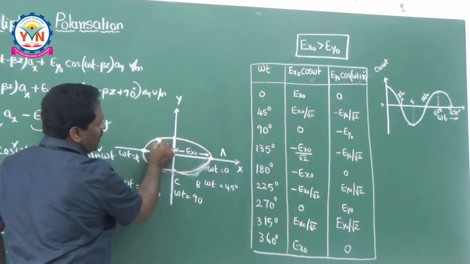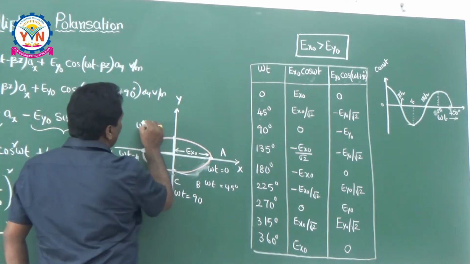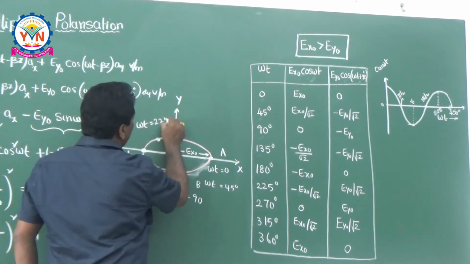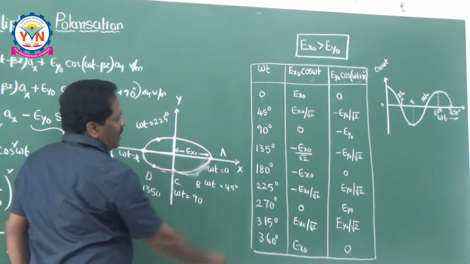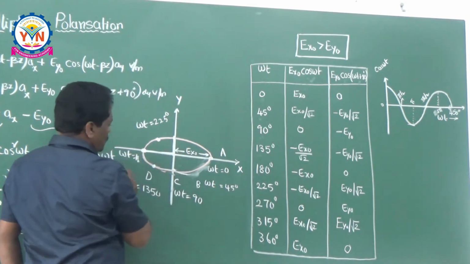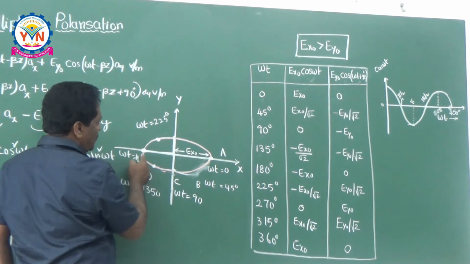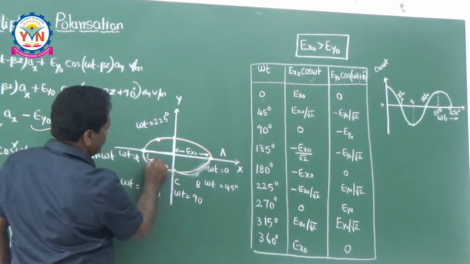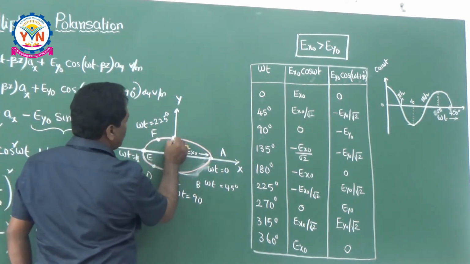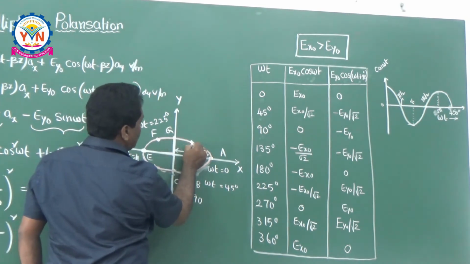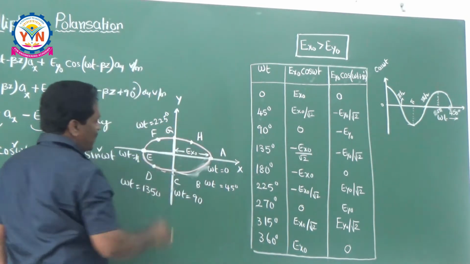And once again, this is omega t is equal to 225 degrees, and it is minus Ex naught by root 2. So A, B, C, D, E. Okay, this is F. And once again, this is G and H. As usual, you can sketch like this.